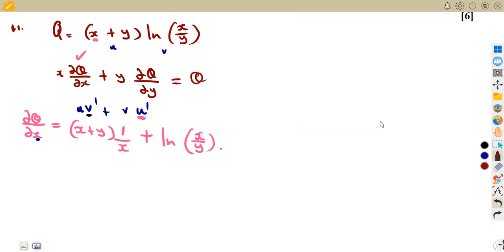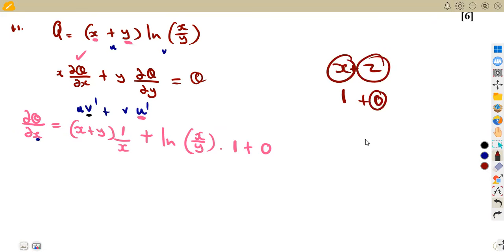The derivative of x is going to give us a 1. So that's a 1 plus, what is the derivative of y? Y is a constant. So the derivative of a constant gives us a 0. It's the same as there is x plus 2. You get 1. What about this 2? You get a 0. So it's 1 plus 0.